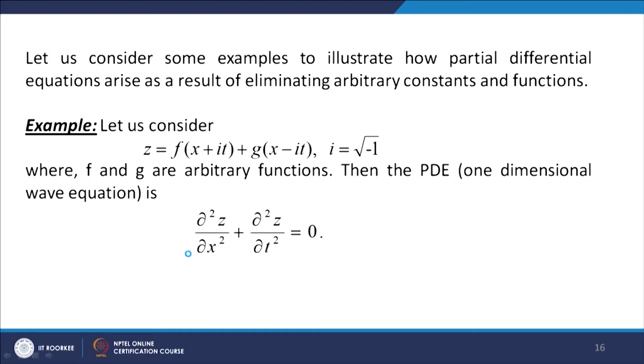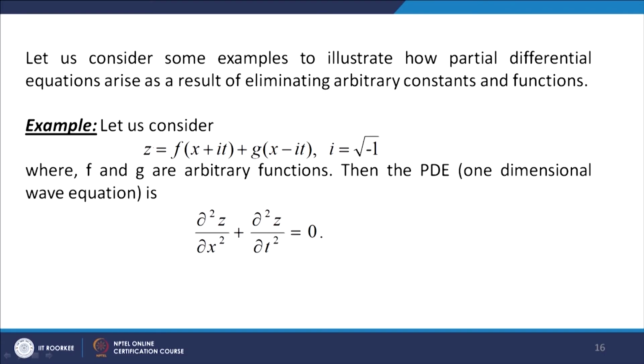Now, let us consider some examples to illustrate how partial differential equations arise as a result of eliminating arbitrary constants and functions. For example, let us consider z equal to f(x plus it) plus g(x minus it), where x and t are independent variables, z is a dependent variable, f and g are arbitrary functions, i is iota, that is square root of minus 1. So, we have to form the partial differential equation by eliminating the arbitrary functions f and g here.